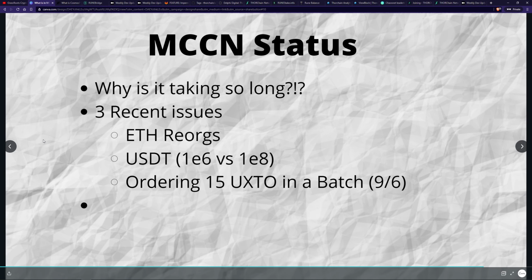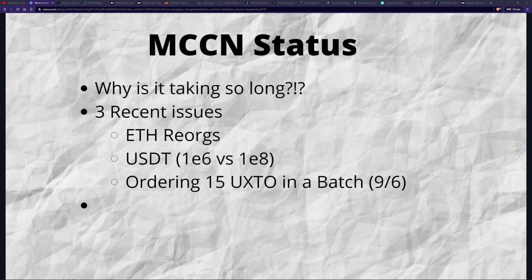Right, multi-chain Chaosnet status. When's it going to be released? What's taking so long? Multi-chain Chaosnet is finding a lot of issues. I understand every issue they have can be fixed, so there are no roadblocks to the release of multi-chain Chaosnet. It just takes time. It's literally imminent.